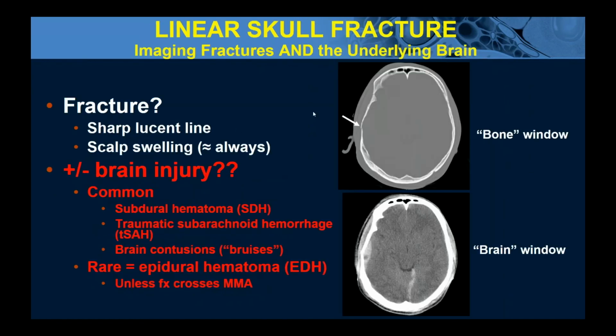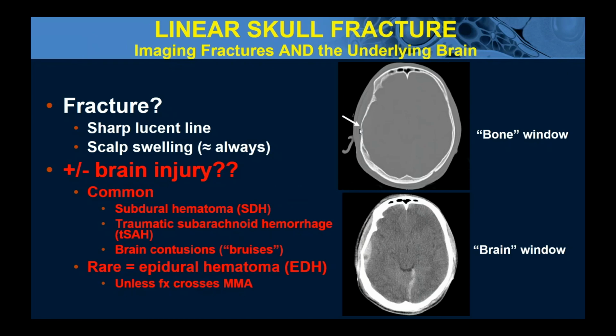So let's look first at linear skull fractures on our imaging studies. Sharp, lucent line is pretty much the way, and we see this white arrow pointing to that. A sharp, lucent line is typical for a skull fracture on CT. And on this particular case, we have a bone window and algorithm setting on the top, and the same level of the scan showing the soft tissues of the scalp and the brain. And so where I've put the arrow, that's the skull fracture.